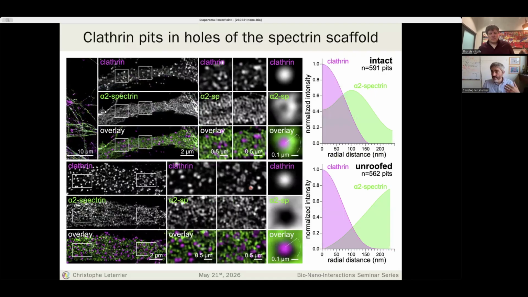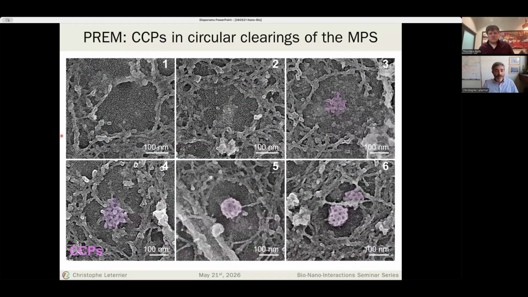And of course, if you do platinum replica EM, you see these holes with a much better resolution. And you can see it here. Each of these holes is what we call a clearing. So looking at these images, you see different stages of clathrin-coated pit formation inside this circular structure that is devoid of the mesh. You see here it's the bare plasma membrane, and you see that inside you can find nascent clathrin-coated pits or fully assembled or even two of them.